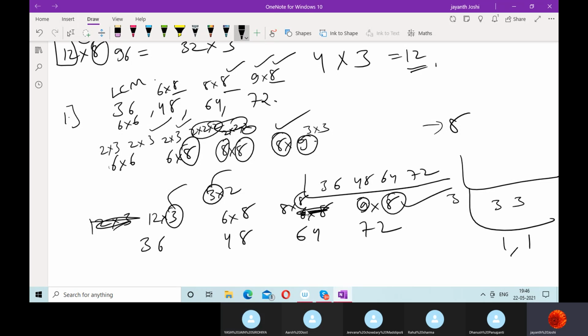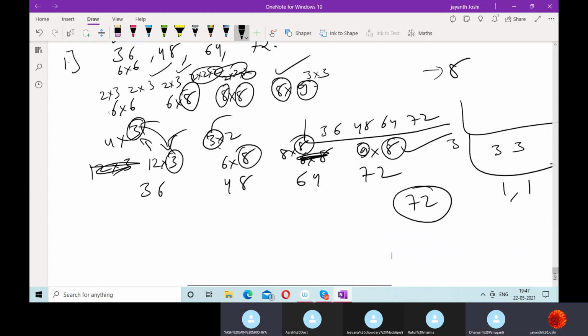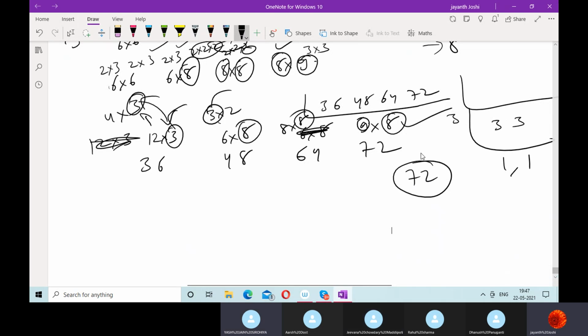8 I can take because 8, 8, 8 three times it is repeating, and this 4 into 3 I can write. So 4, here 6, also 9 is there. 9 is already there, and here 3 is a part of 9, and here 4 is a part of 8. So I can take 72. Can I take 72? Okay, let's do this. I can take 72. Now 72 is the biggest number which has almost all the factors.